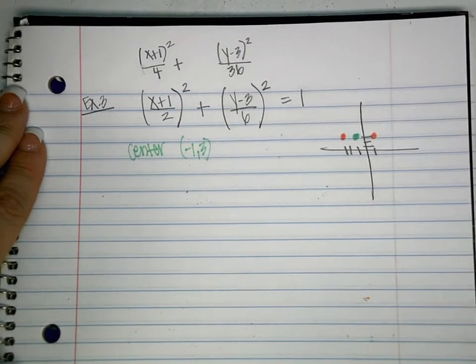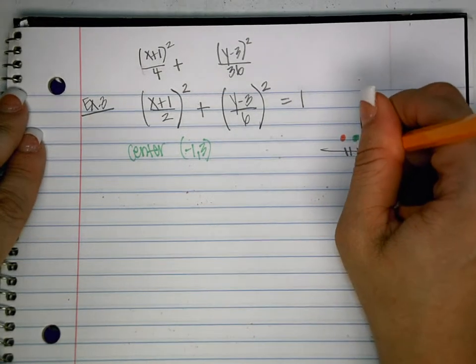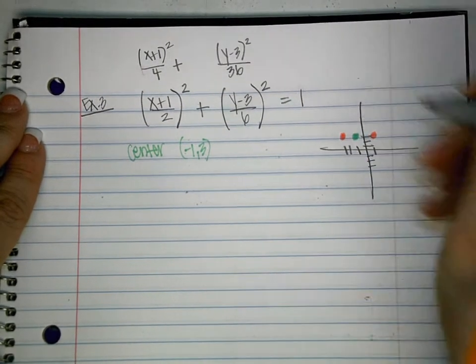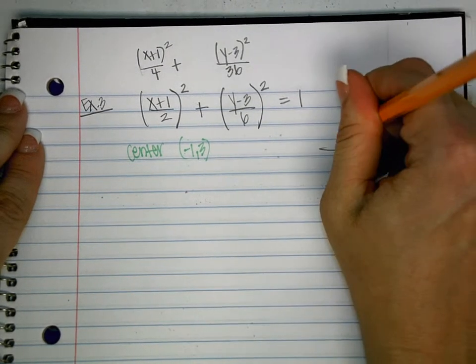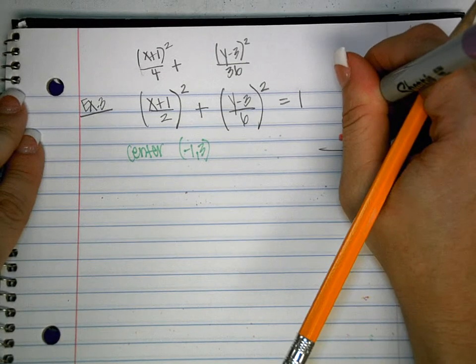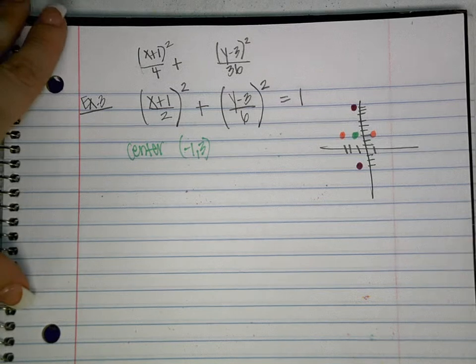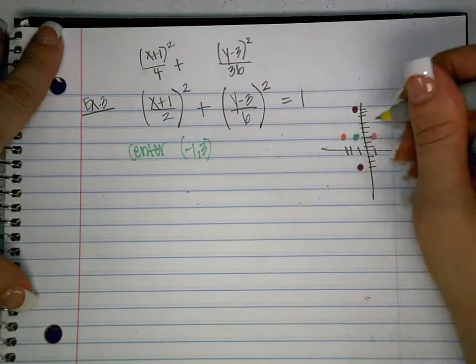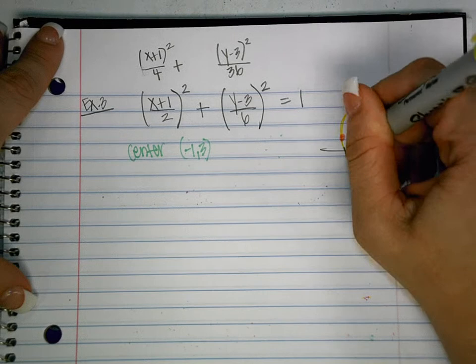How far are you moving up and down? 6. So, 1, 2, 3, 4, 5, 6, and 1, 2, 3, 4, 5, 6. I promise that on your test, you will be given nice grid lines, so you're not going to have goofy looking things like mine. You will have nice grid lines to follow.